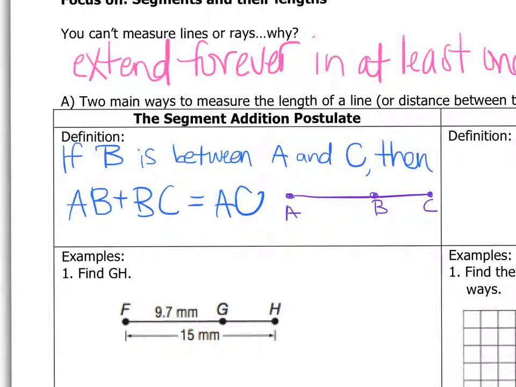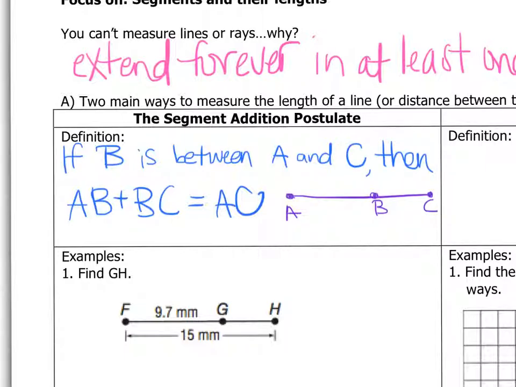Okay, and there's a visual for you. So if B is in between A and C, the length of AB plus the length of BC has to equal the length of the whole thing. You'll hear me say that the part, so AB, plus the second part equals the whole, okay?